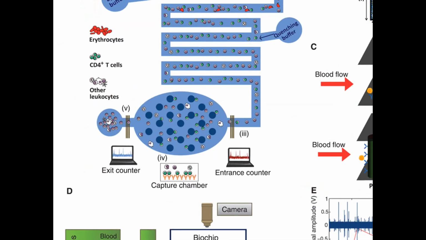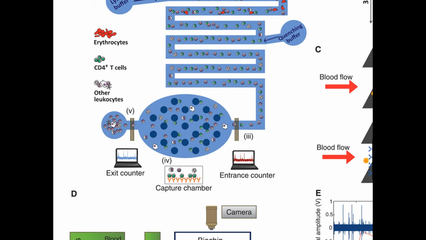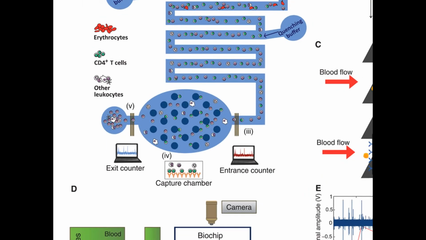So going back to this area, then you have the impedance cell counter coming at the entrance. Right, this is the entrance counter. You also have one at the exit. In between them is a capture chamber. Now this capture chamber is a small microfluidic chamber that has posts in it. The posts are those little blue circles that you see over there. The posts are coated with antibodies, and those antibodies capture the cells of interest.